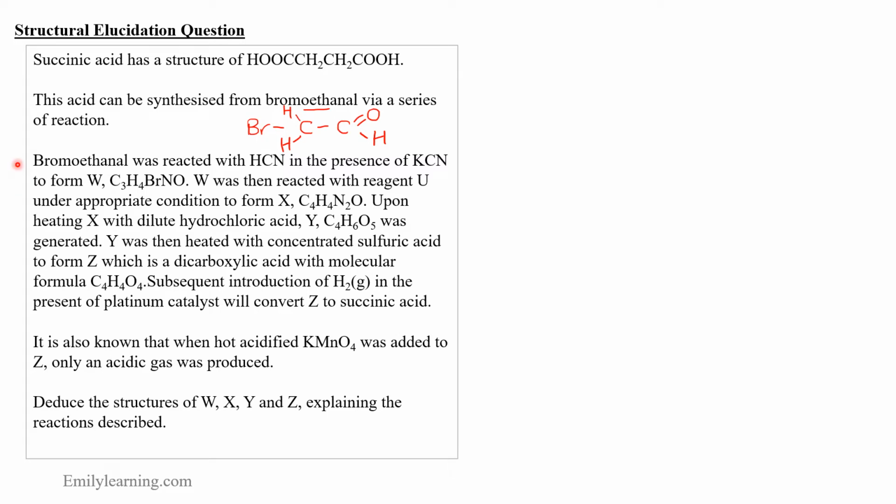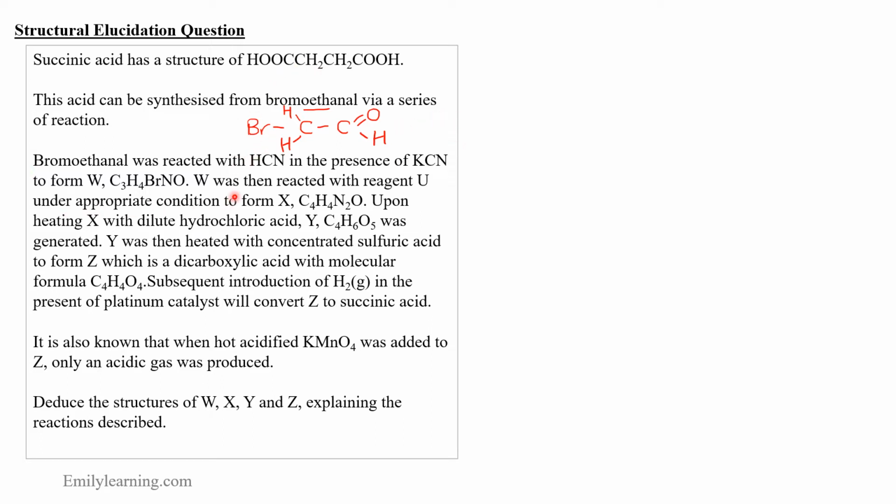So bromoethanal was reacted with HCN in the presence of KCN to form W. And we know that W has the formula C3H4BrNO. Initially, bromoethanal only has two carbons. Now the number of carbons has increased by one. This is a step-up reaction. For structural elucidation, when you see a step-up reaction, it will definitely involve either halogenoalkanes or aldehyde groups, and we have both of them here. So which of them is it?